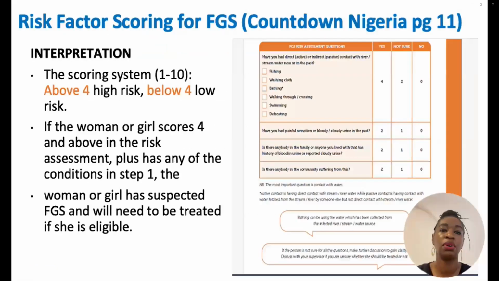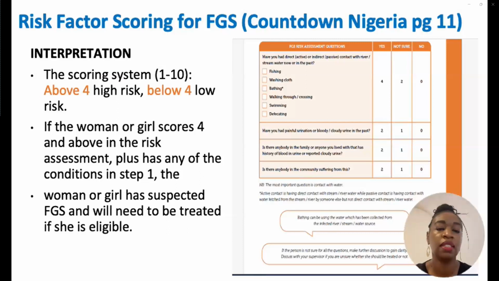Then we'll look at the risk scoring guide that is adapted from Countdown Nigeria. This is a scoring system between 1 to 10, and anyone who scores above 4 is considered to be at high risk of having female genital schistosomiasis. And what does a 4 entail? It's mostly what we've talked about, the environmental risk assessment, and we talked about that history of contact with a water body, whether it's direct or indirect.